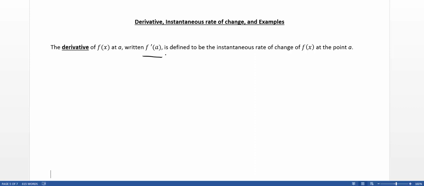So this term, the derivative, is going to become very important to us. And the notation that you see here is something that we'll start to see as we work throughout this class. So again, the derivative is going to tell us how much a function changes at a given point, which is the same as the instantaneous rate of change.